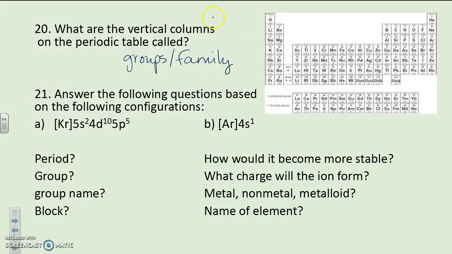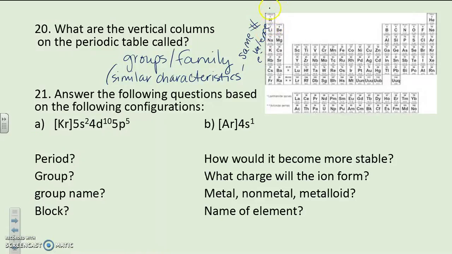So as you go down a group, they have similar characteristics. And why do they have similar characteristics? Because they have the same number of valence electrons. It's the number of valence electrons that makes them behave the way that they do. It's not the rest of the junk that's in them. It's how many valence electrons they have.